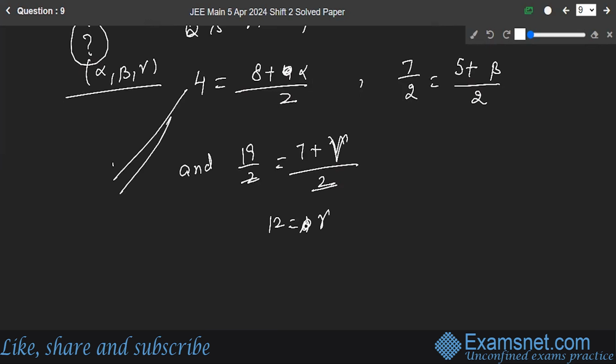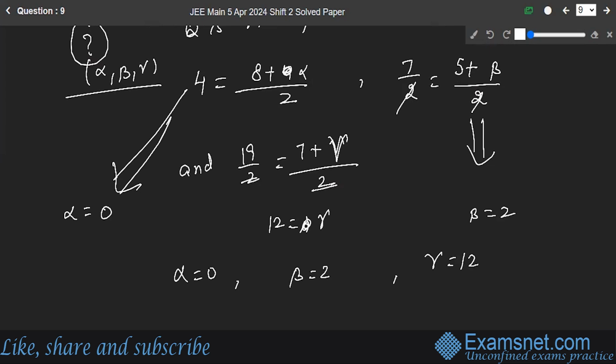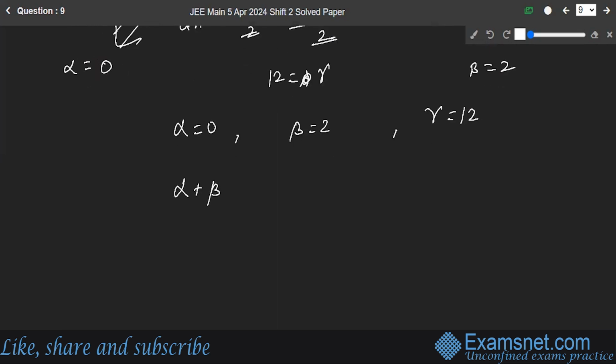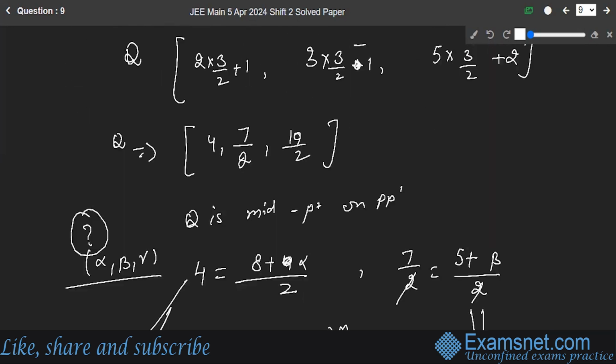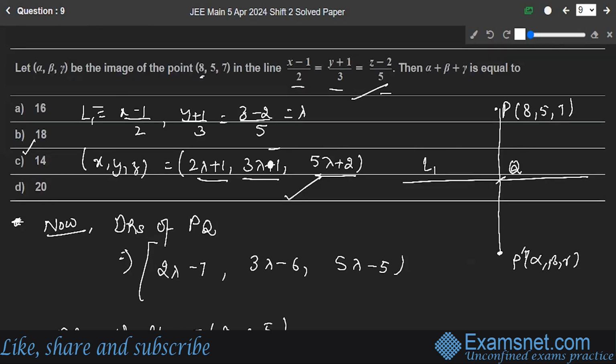And let's solve for alpha. Alpha will be equal to 0 because 8 and 8 will get cancelled. From here, this 2 and 2 will cancel. Beta will be equal to 2. So we got here alpha as 0, beta as 2, and gamma as 12. You have to find out the sum of alpha, beta, and gamma, that is equal to 14. So this is the answer to the question, option C. Hope you got that. Let's move to the next question then.